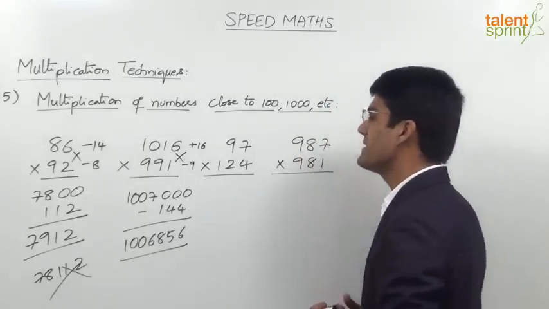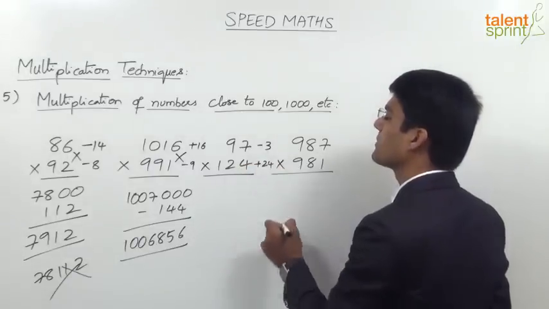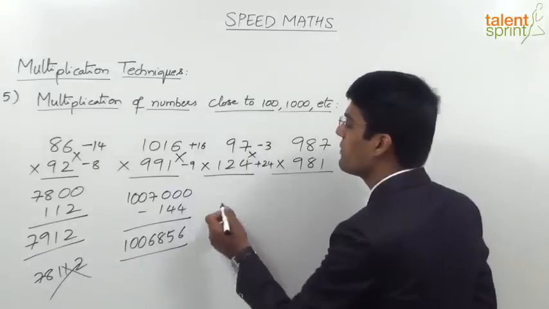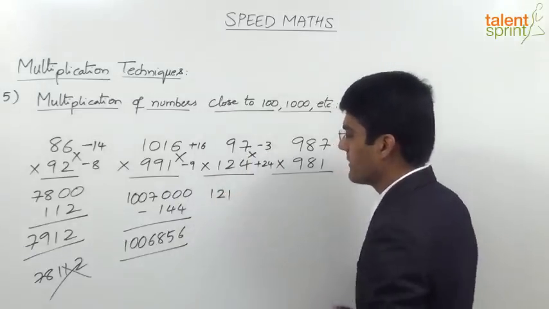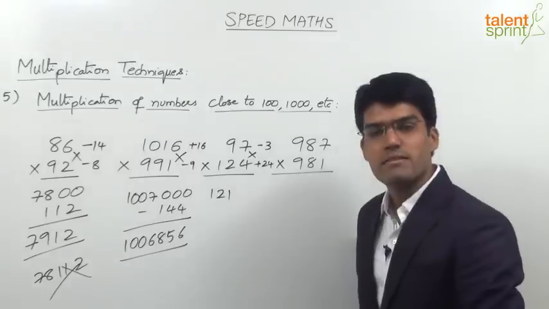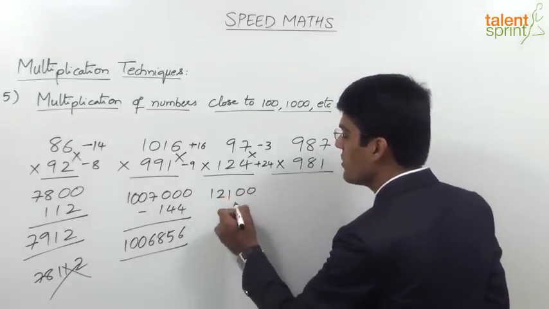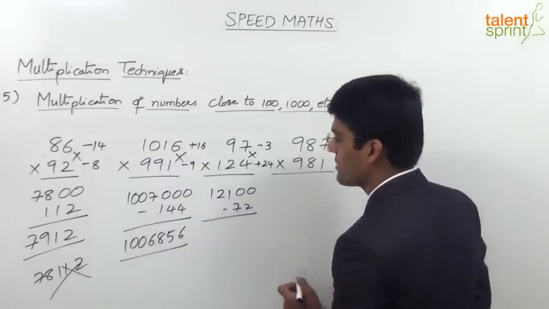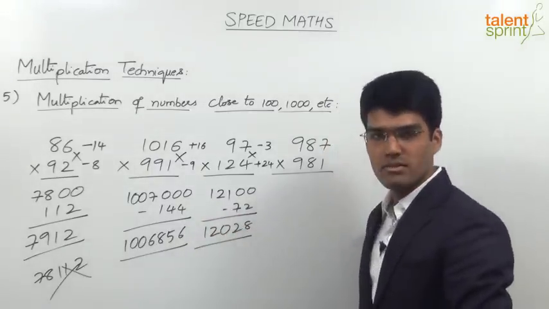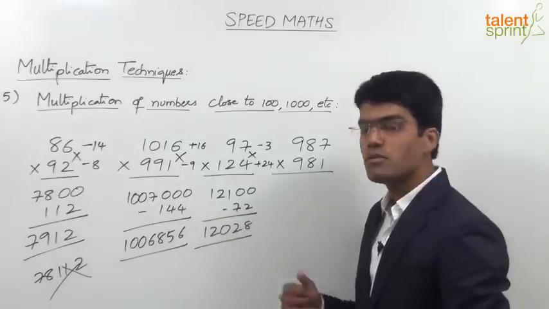The next one is 97 into 124. So this is 100 minus 3, 100 plus 24. So 97 plus 24 or 124 minus 3. 124 minus 3 is 121, and we have two zeros after this. Plus 24 into minus 3 is minus 72. So from 12100, we need to subtract 72. So this will be 12028. That means 12,028. 100 minus 72 is 28. So 28 and 120 there.